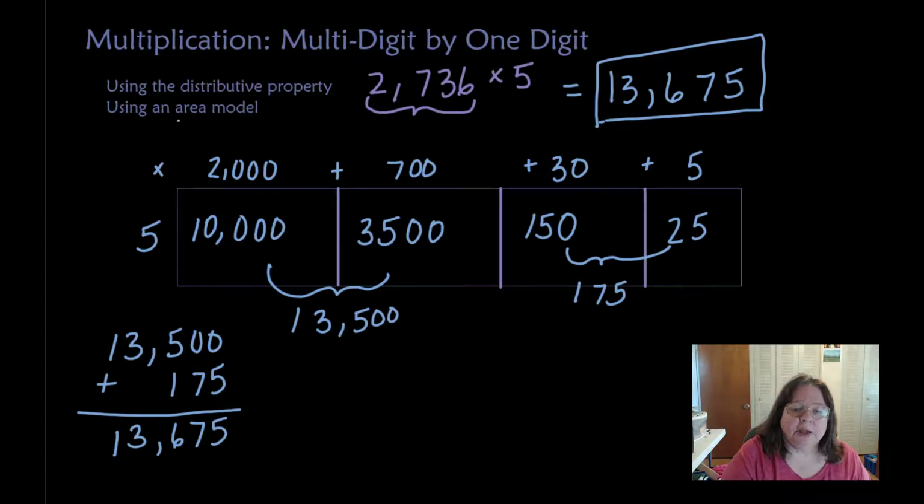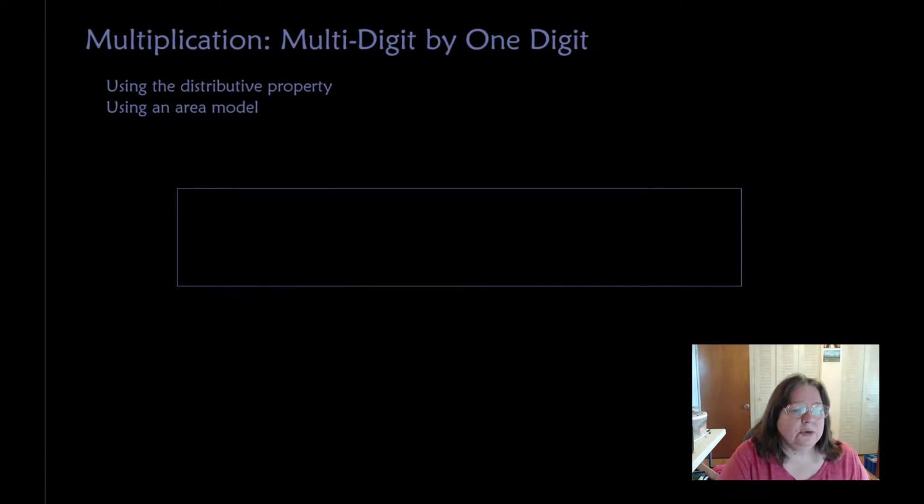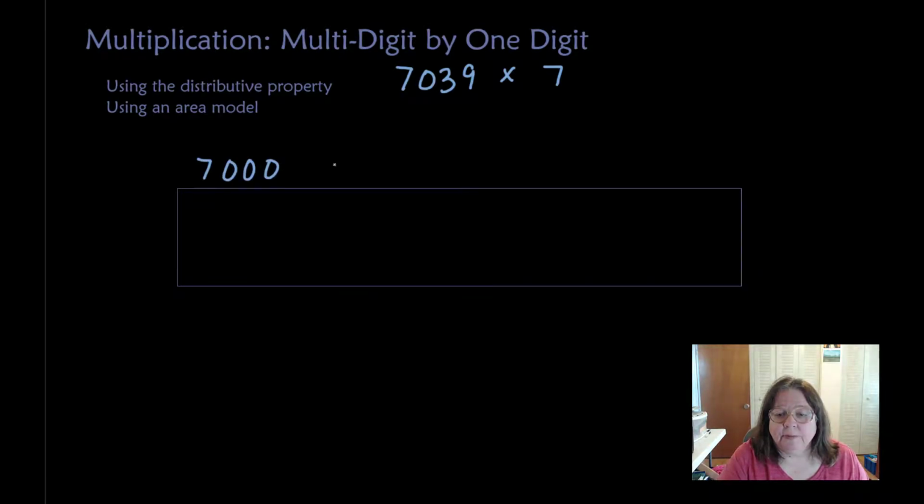Okay, so this one we used the area model. Let's try another one. Let's try 7,039 times 7. I have 4 spots here. I'm going to break it up into expanded form, so I'm going to have 7,000 plus, I don't have anything in the 100 spot, plus 30 plus 9.